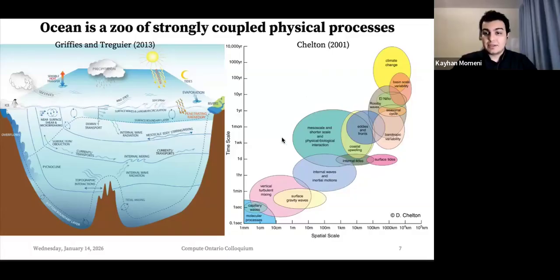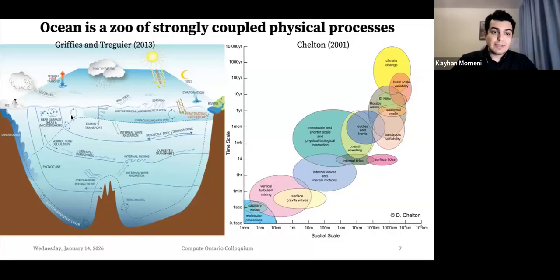The diagram on the right here is known as the Stommel diagram, named after Henry Stommel, one of the pioneers of physical oceanography. What this diagram does is categorize ocean processes by scale. Along the horizontal axis, you have spatial scales from 1 millimeter to 10,000 kilometers. And on the vertical axis, we have the time scale from a tenth of a second to 10,000 years. What you can see is that there are many different processes spread across this space, overlapping and interacting with one another.